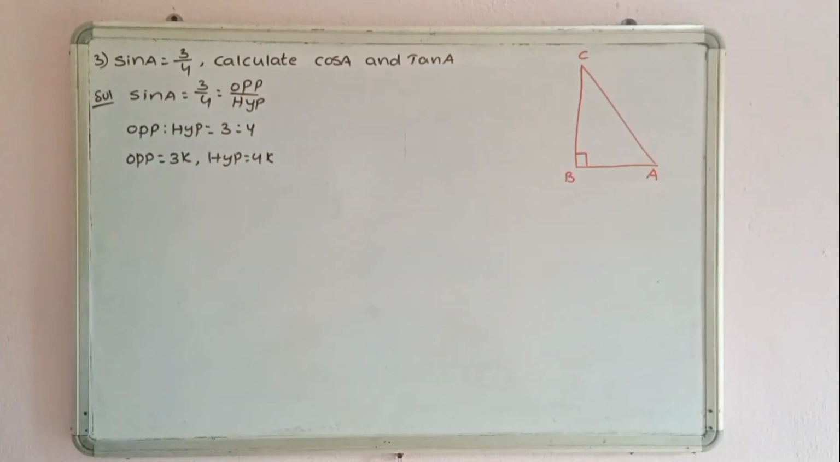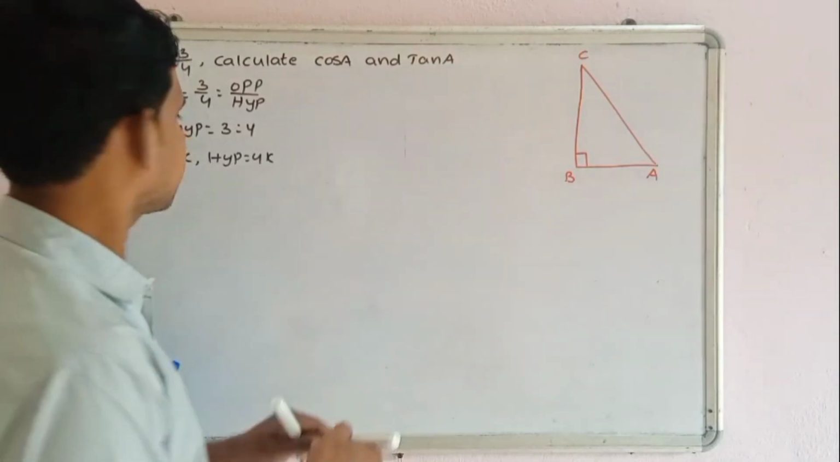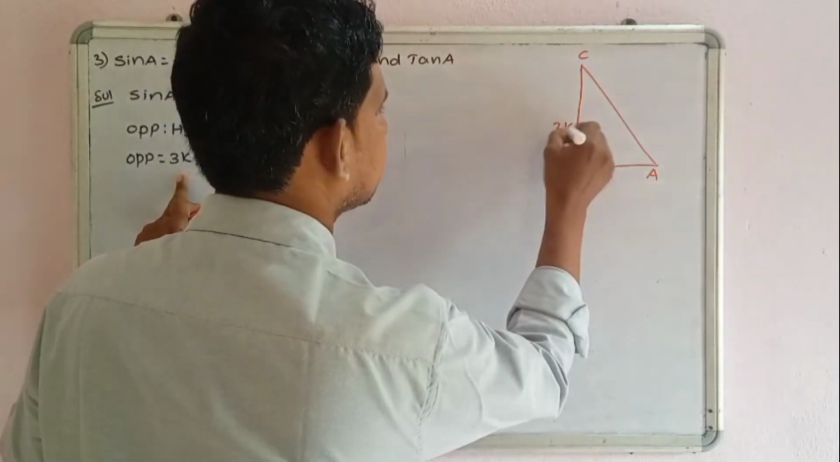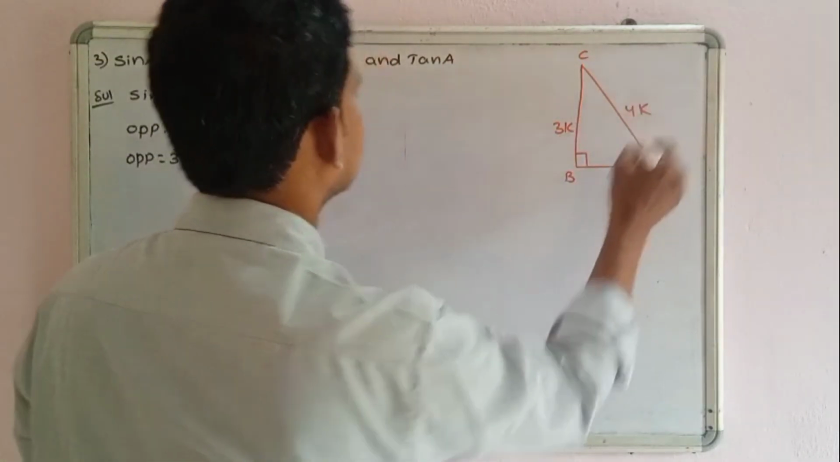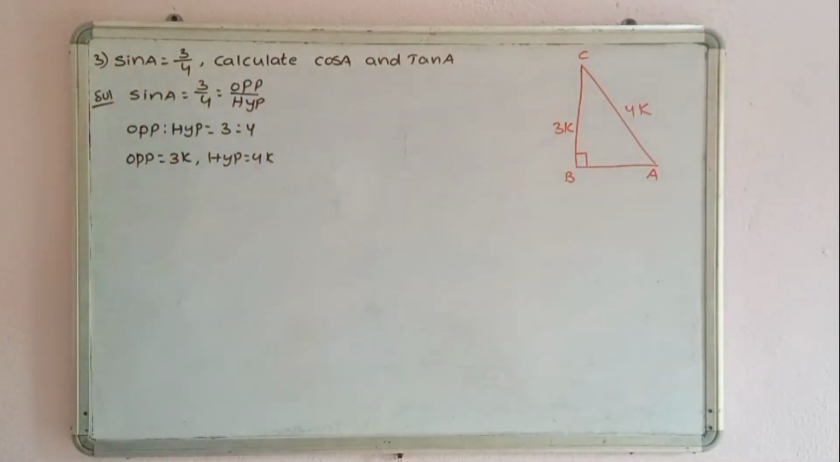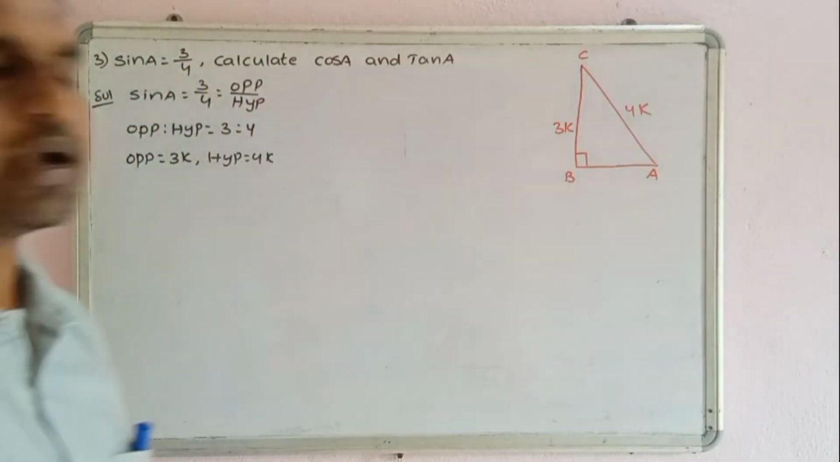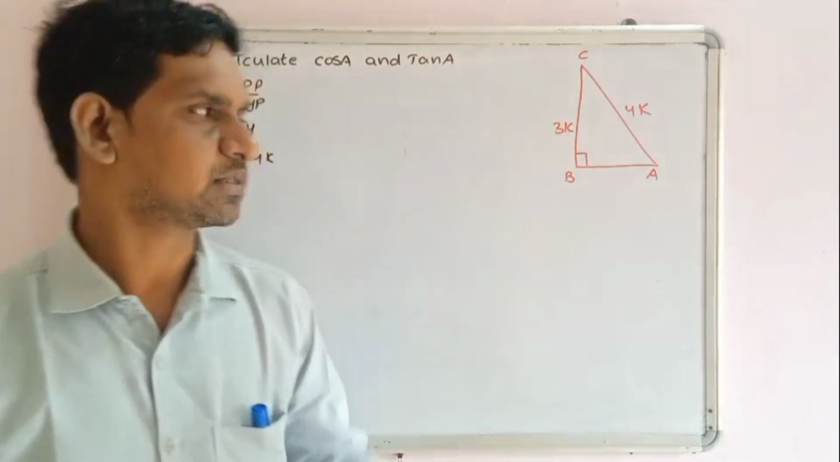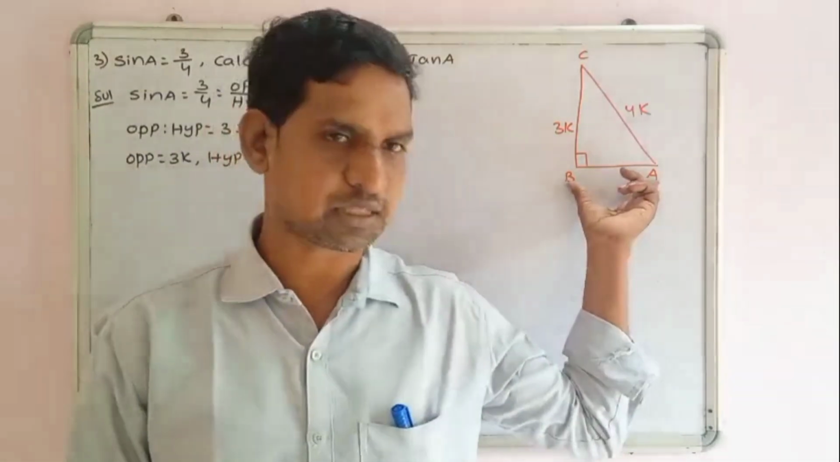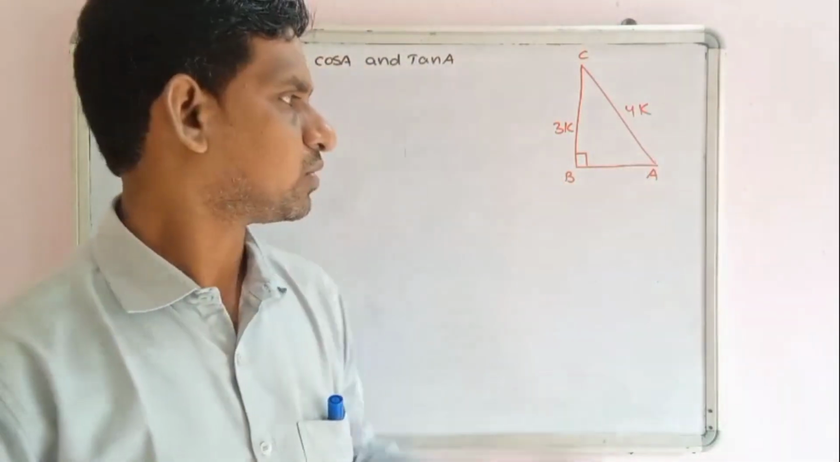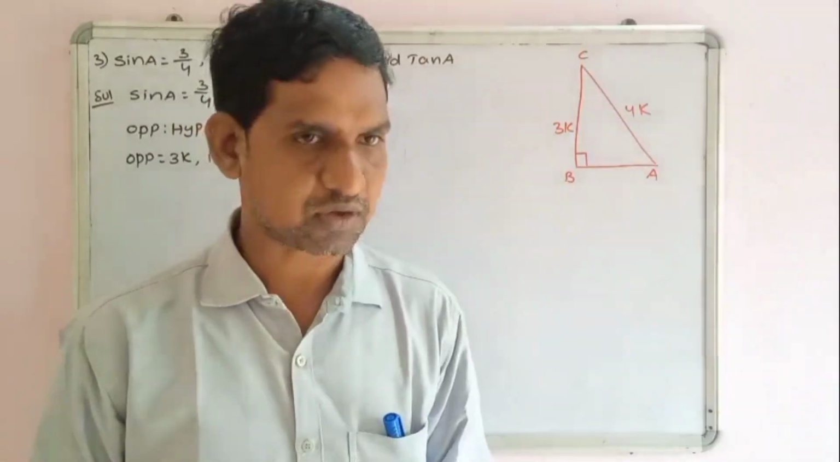Okay. See, now opposite is 3k. This is 3k. Hypotenuse is 4k. Now we will find cos A and tan A. Cos A means what? Side adjacent to A. Side adjacent to A is nothing but AB. We don't know the value of AB. So using Pythagoras theorem, first find the value of AB.